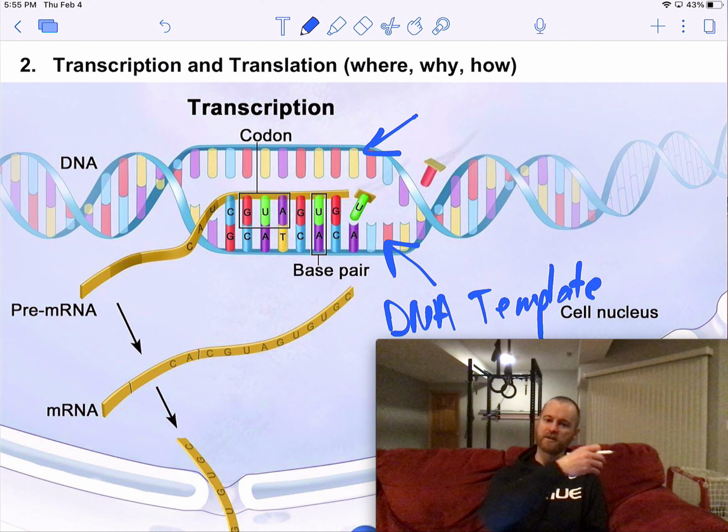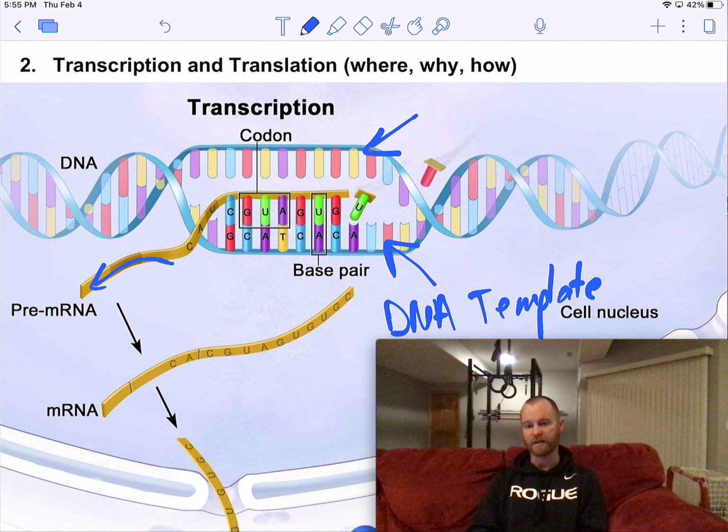RNA polymerase is going to go in there, zip through, and make RNA, and then that RNA is going to leave. It's going to be called pre-mRNA because it's not modified yet. It has to go through some modifications that we'll talk about in a couple minutes, a little bit further down the page. Once it gets modified, it's going to leave through a nuclear pore. Okay, and so that's the end of transcription.